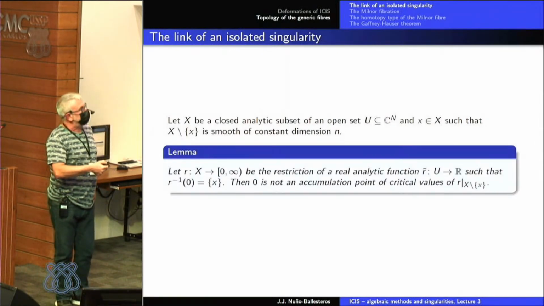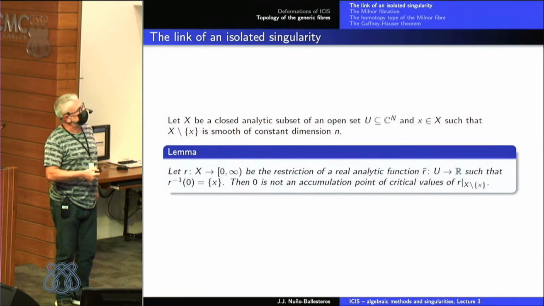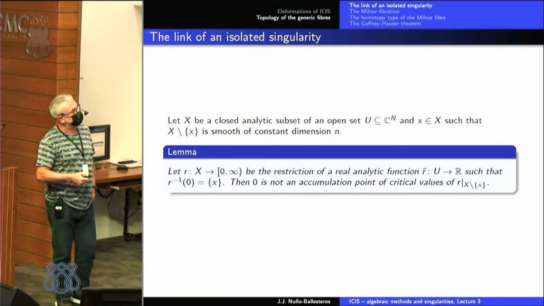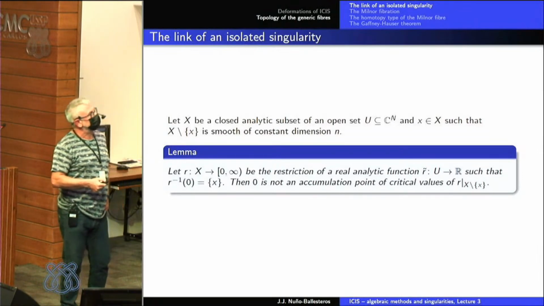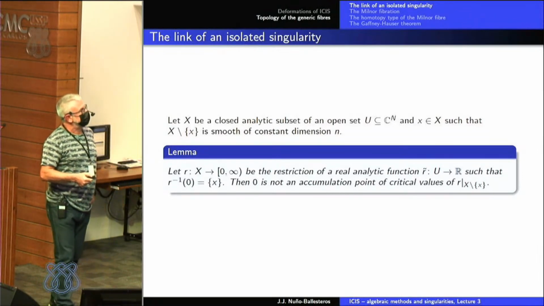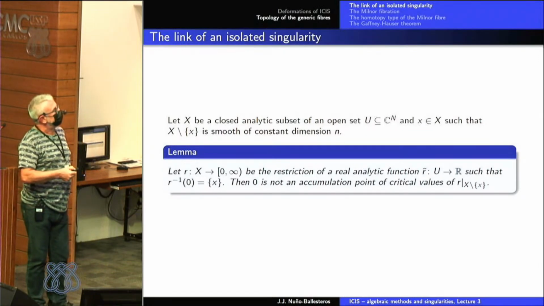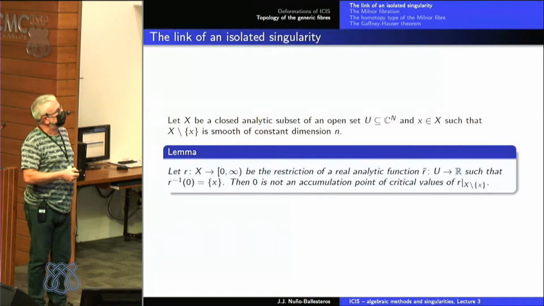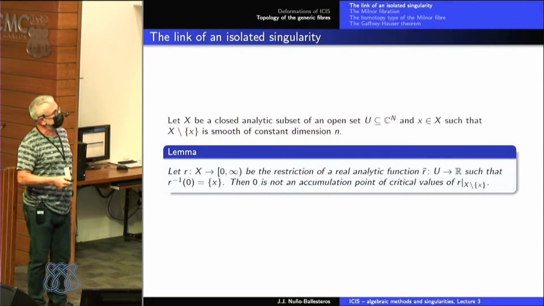Then we take a real function R, which is the restriction of a real analytic function tilde R defined on U, such that the inverse image of 0 is the point X. So this implies that the origin in the real line is not an accumulation point of critical values of the restriction of R to X minus X.